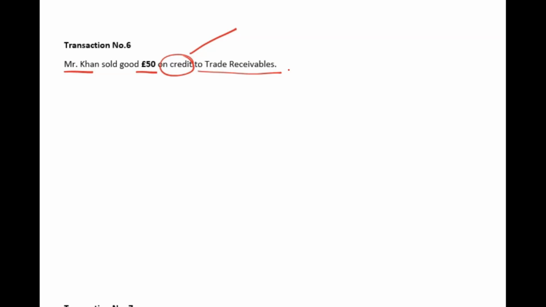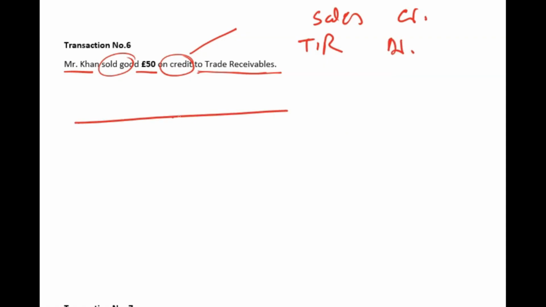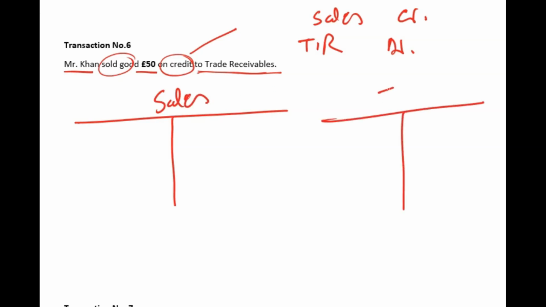But how do you do double entry? This transaction has got one debit, one credit. How do you identify? Sold goods, there is no doubt sold goods means sales account. Sales always credit. Receivables, you need to open the trade receivables account, and receivables are current asset. That's why it's a debit account. So open a sales account and open a trade receivables account.